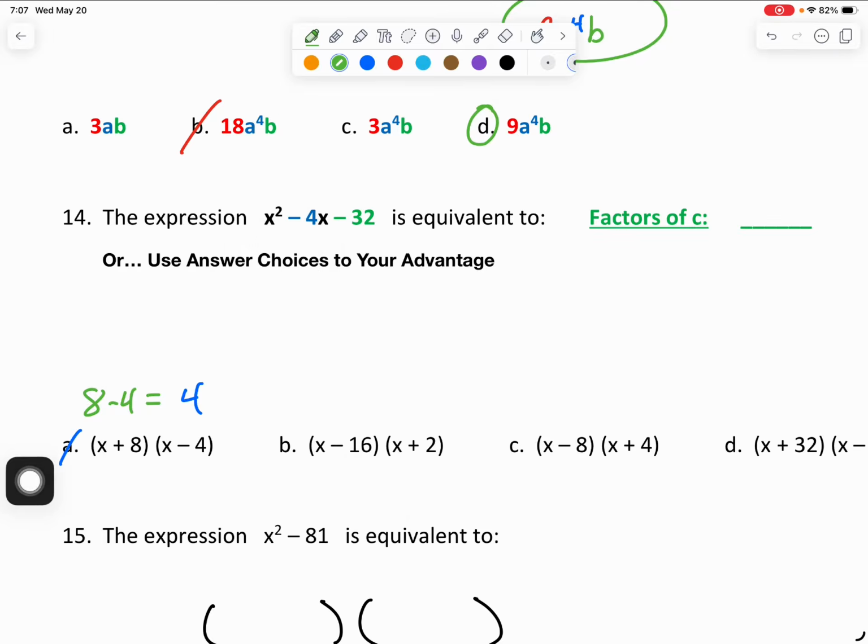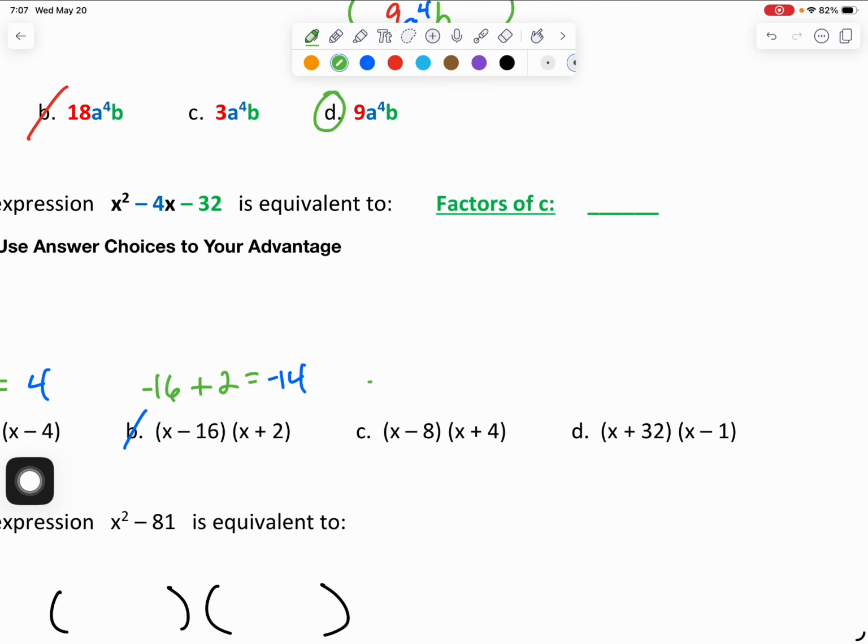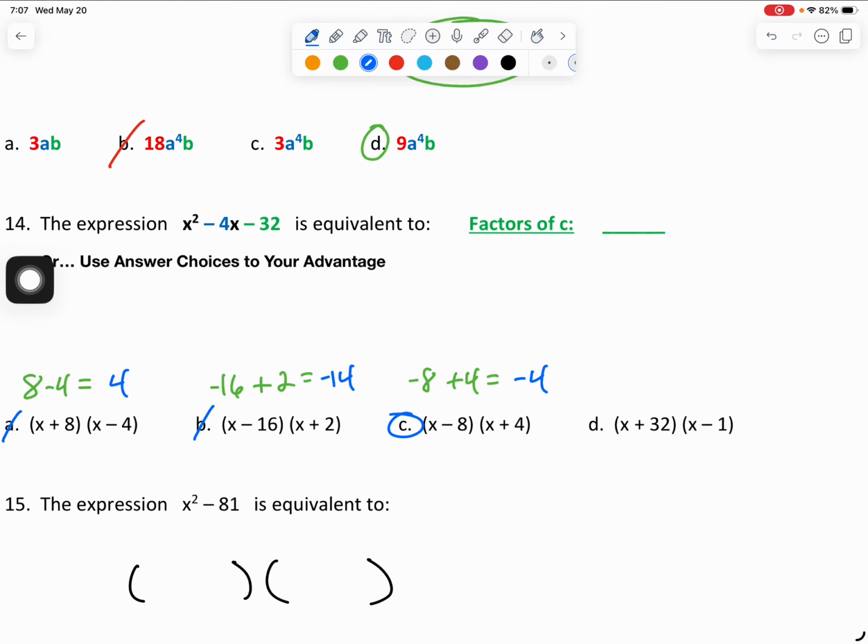So then we're going to do negative 16 plus 2 equals negative 14. It's not negative 4. Get rid of it. Then we will do negative 8, because it's telling us negative 8, plus 4 equals, oh my goodness, it does equal negative 4. And negative 8 times 4 gives us negative 32. We have found our answer.